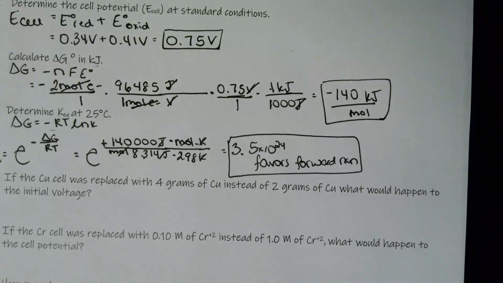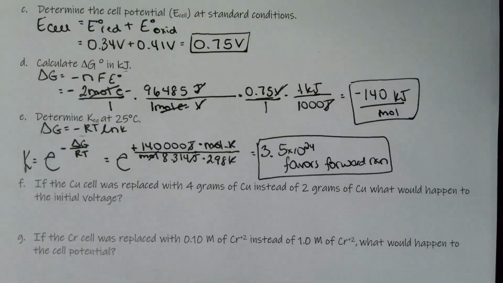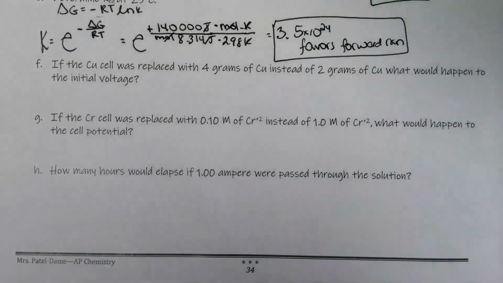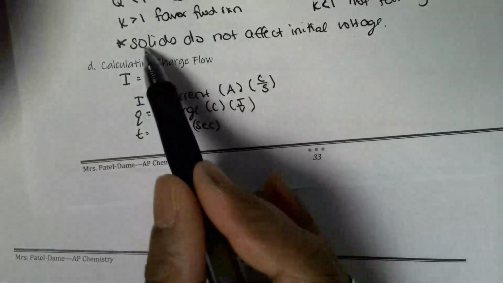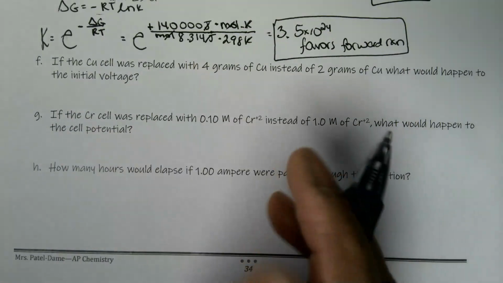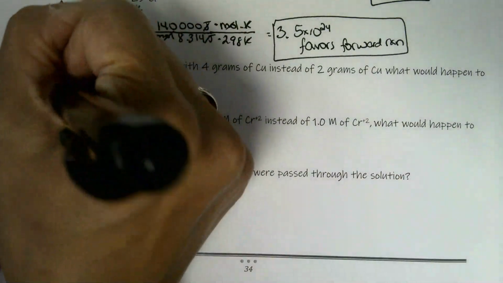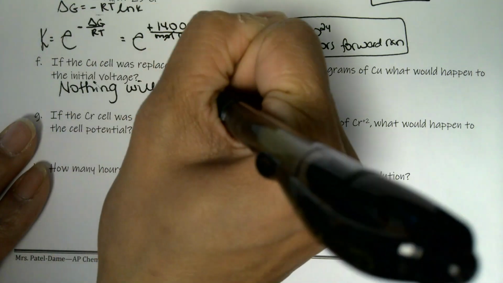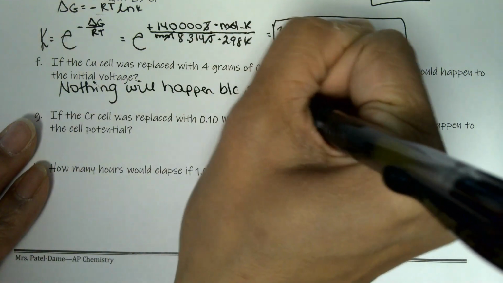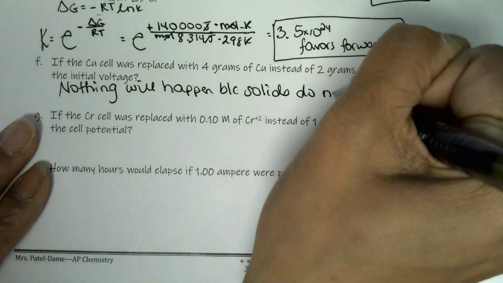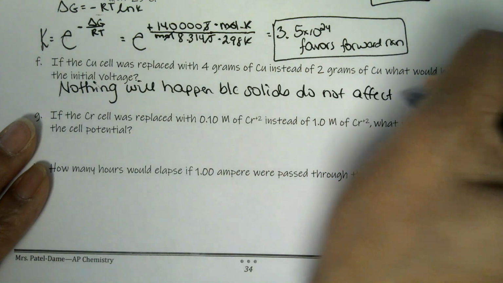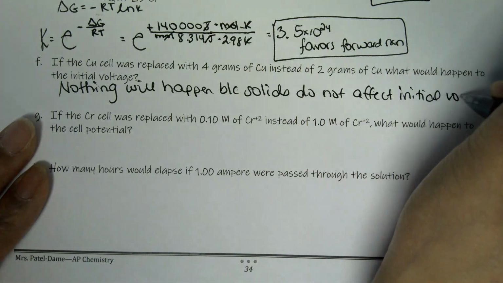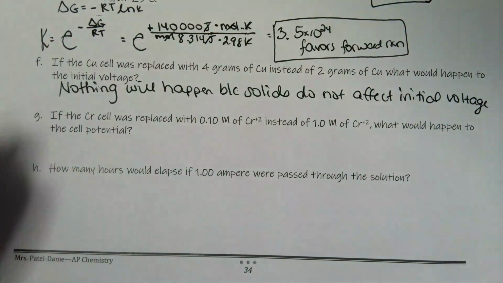Cool. All right, and the next one. If the Cu copper cell was replaced with 4 grams of copper instead of 2 grams of copper, what would happen to the initial voltage? Ooh, this was when I had talked about this. Solids do not affect initial voltage. That was the previous page. So we can say nothing will happen because solids do not affect initial voltage. When they dissolve, they will, but as a solid, it will not.